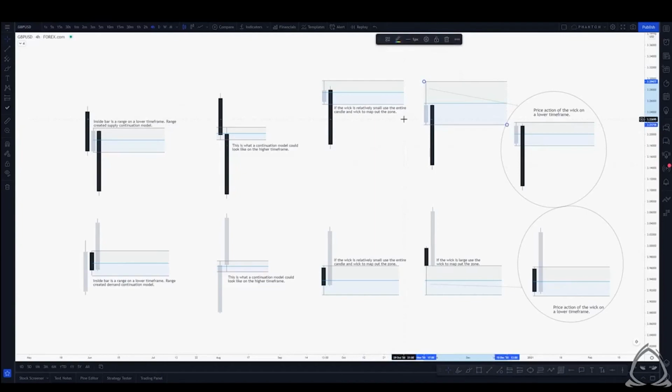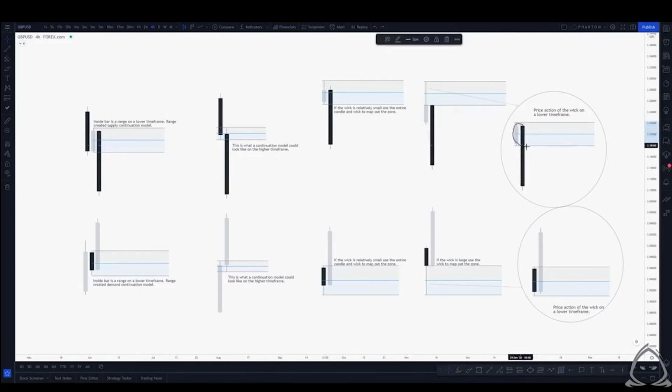Yes, it is valid, but we're looking to refine our approach and understanding the fractal nature of the markets and what this wick implies. If we look at this wick on a lower time frame, what we can see conveyed in this little bubble here is essentially a supply zone being created. And that's what you will see inside of that wick on a lower time frame.